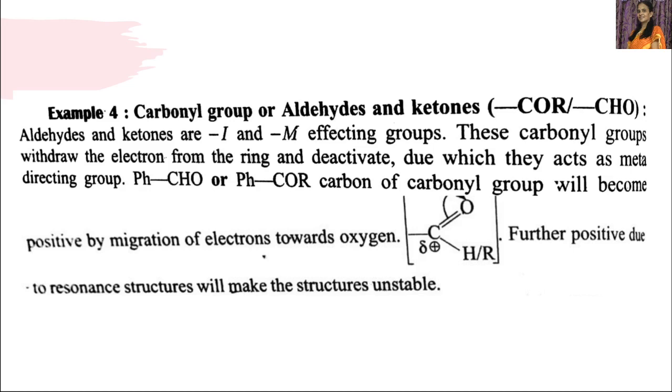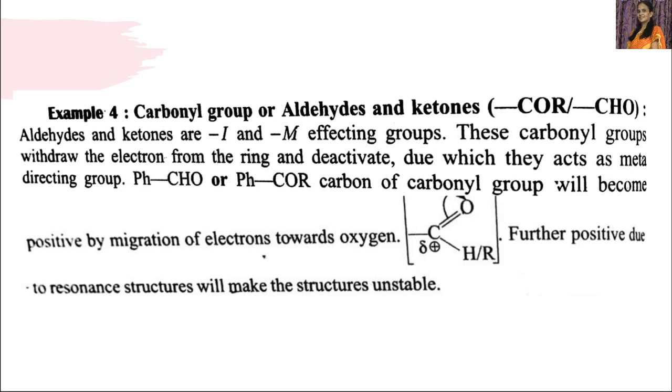So aldehydes and ketones are minus I and minus M affecting groups. That is, they are also electron withdrawing or electron attracting groups. These carbonyl groups withdraw electrons from the ring and deactivate it. So they deactivate the ring at the ortho and para positions when compared to the meta position. Therefore, the incoming electrophile has to go to the meta position only.